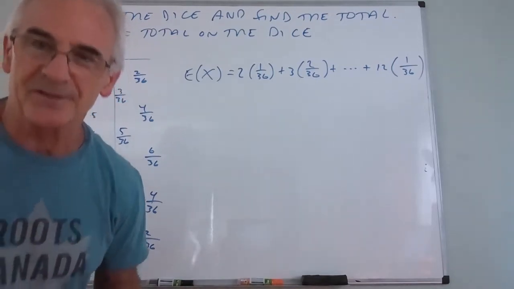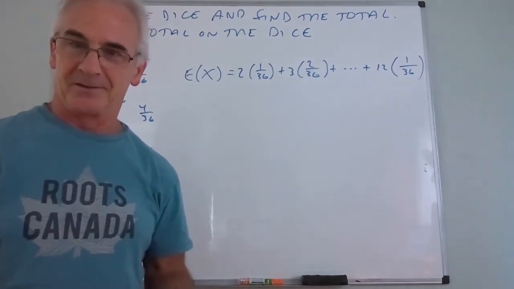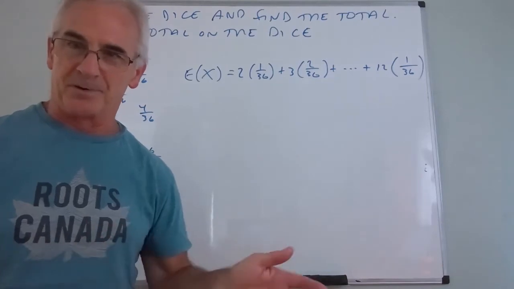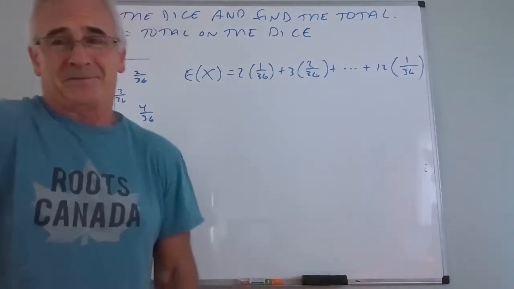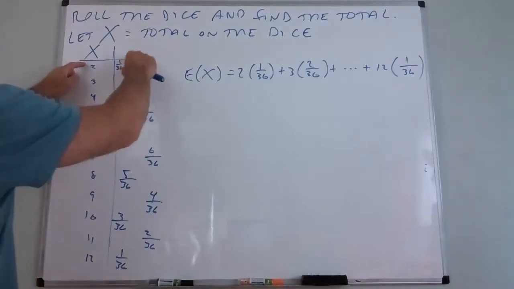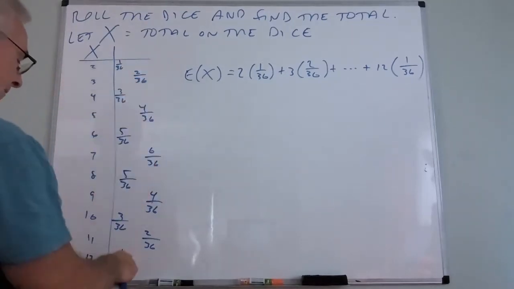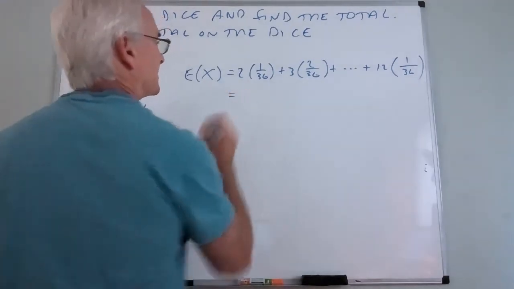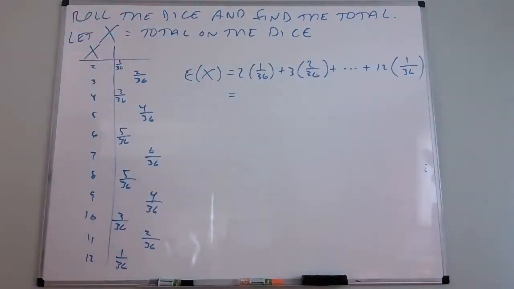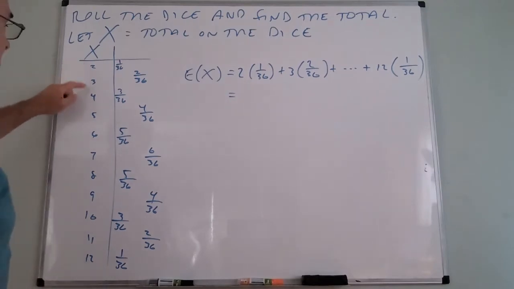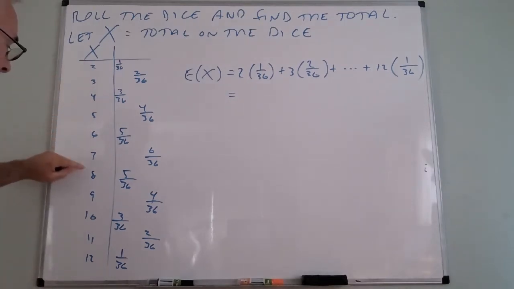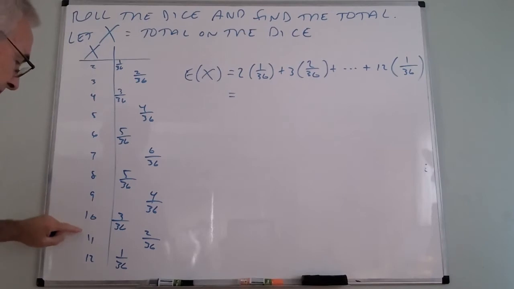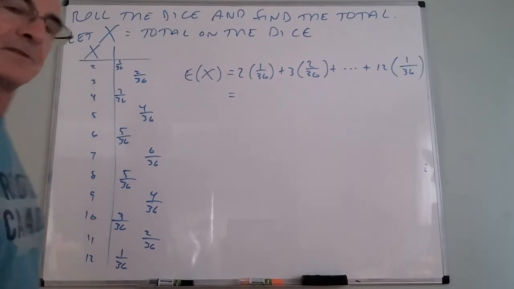I'm lazy. Since every denominator is 36, just multiply the numerators, add it up, and divide by 36. It's a little bit faster. So 2 times 1 plus 3 times 2 plus 4 times 3, all the way down the line, all over 36. Tell me when you have an answer, anybody. It's not that long, but there are 11 calculations involved. So I have 2 plus 6 plus 12 plus 20 plus 30 plus 42 plus 40 plus 36 plus 30 plus 22 plus 12, all over 36.